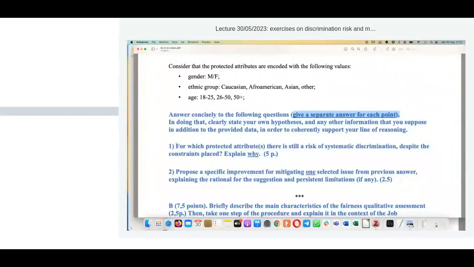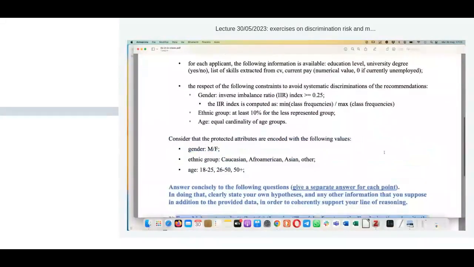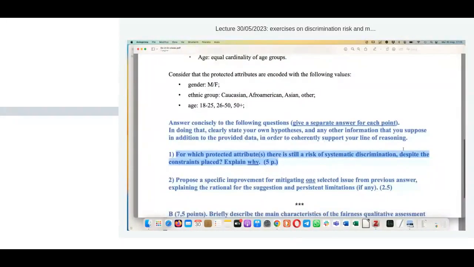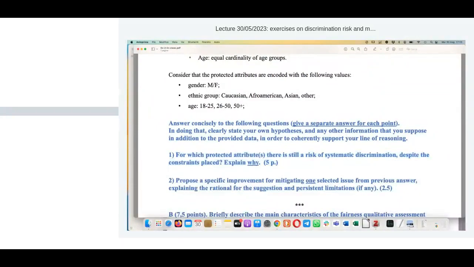For which protected attributes is there still a risk of systematic discrimination despite the constraints placed? So despite the requirements that were put in place to avoid systematic discrimination, is there still a risk for which attribute? Explain why. So this was 5 points.